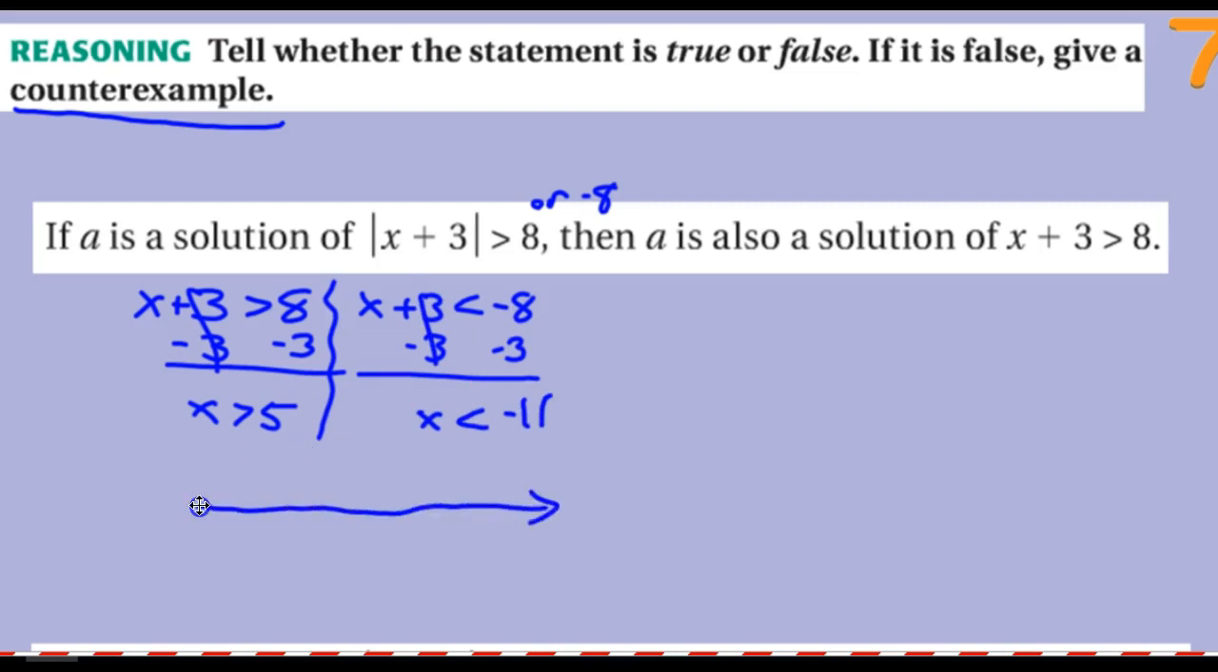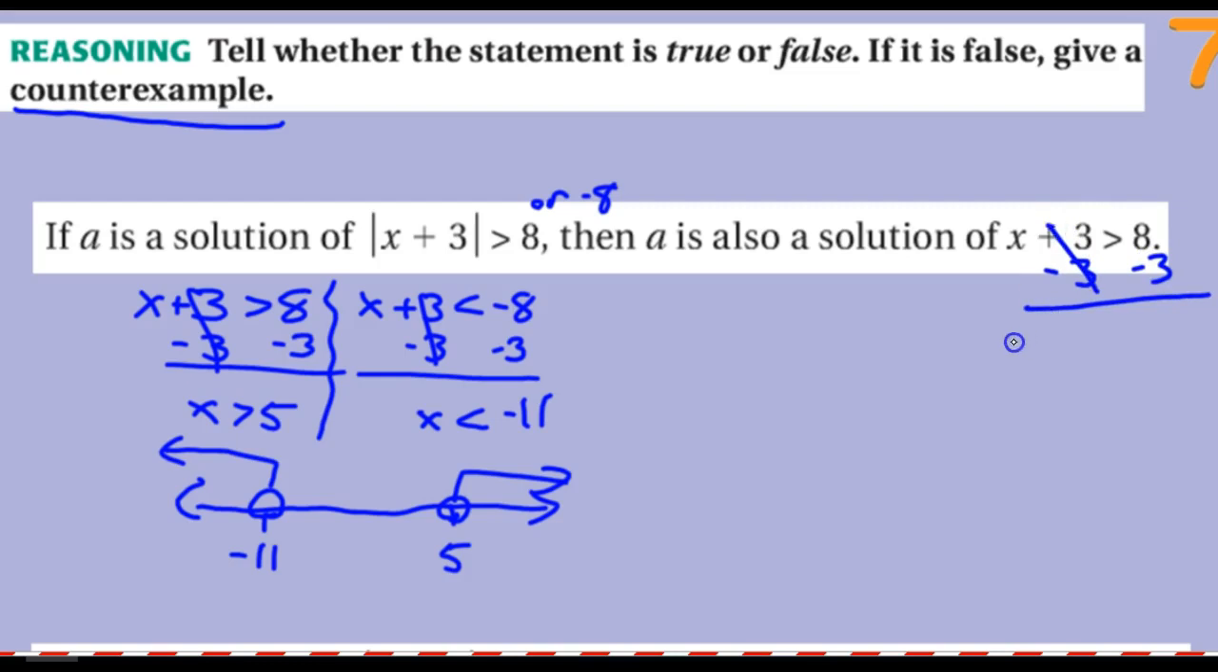So if we graph this, we have negative 11, open circle pointing to the right, and 5, open circle pointing to the left. So we know that x can be anything less than negative 11 or greater than 5. Here, if we solve this, we just need to subtract 3. And we have x is greater than 5. If we were to graph that, we would just have a 5, and we have an open circle pointing to the right.